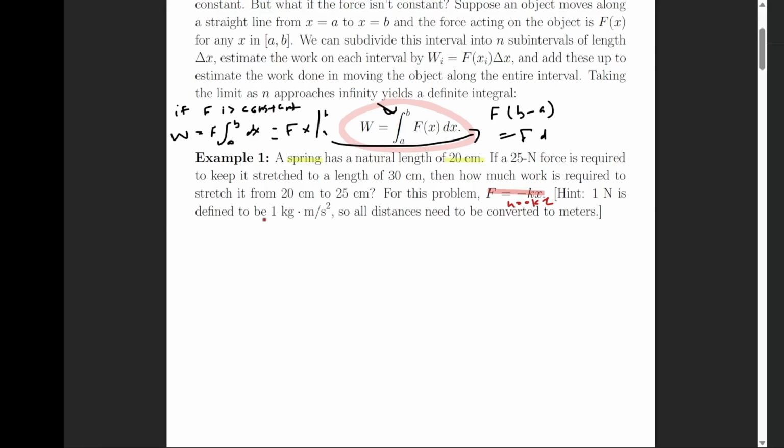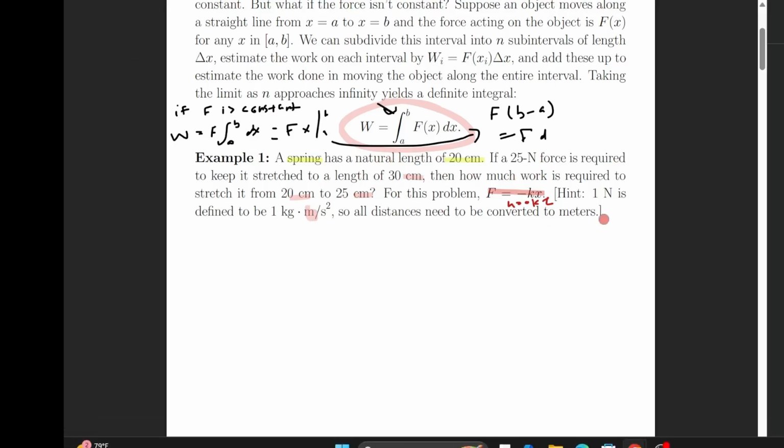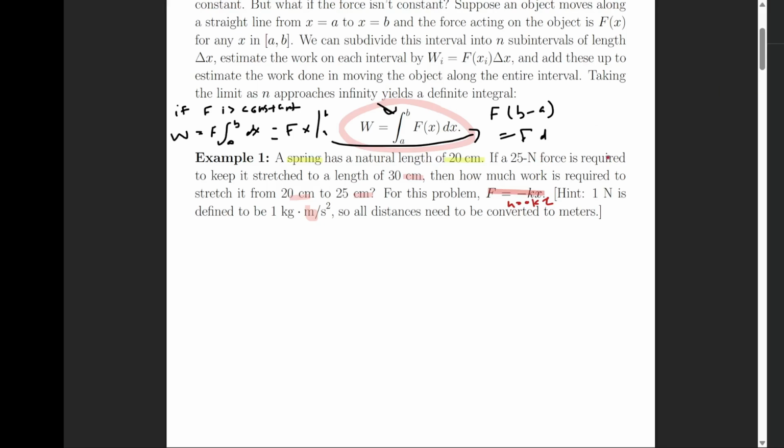Hence, 1 Newton is defined to be 1 kilogram times meter per second squared. This is important because 1 Newton is in meters, but we have it in centimeters. So let me change my color. That's better. Make sure you pay attention to your units. All distance needs to be converted. Sometimes they don't tell you. Most times they won't tell you, so you have to remember.